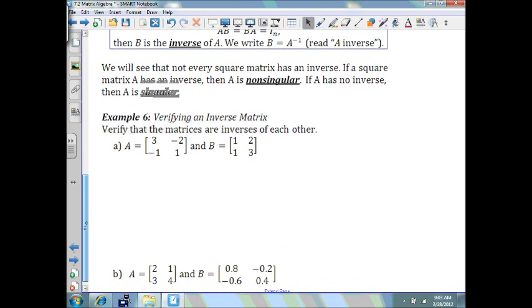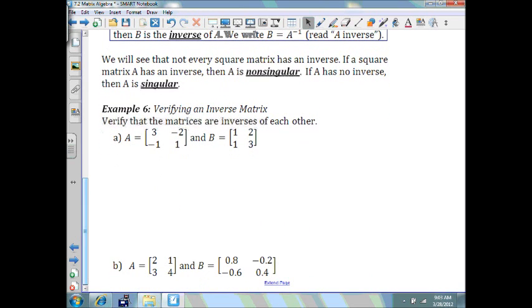Now we'll see that not every square matrix has an inverse. If the square matrix A does have an inverse, then A is non-singular. If it has no inverse, then it is singular. So let's start off by multiplying A times B.